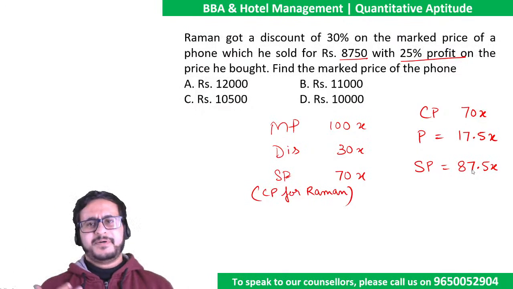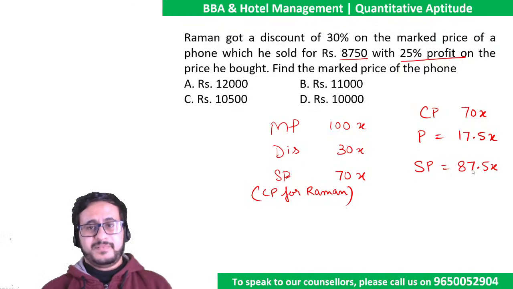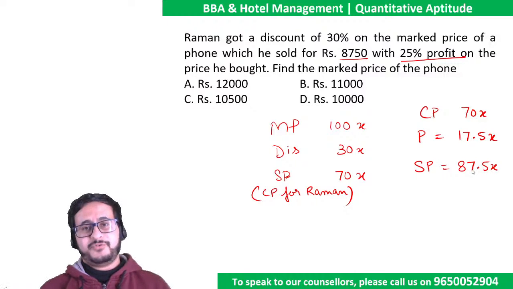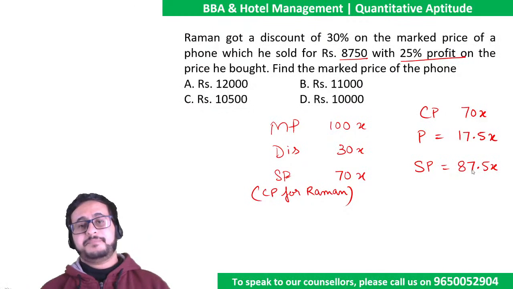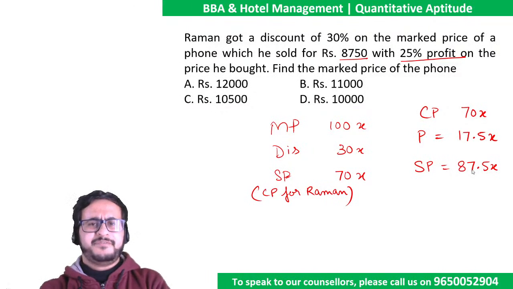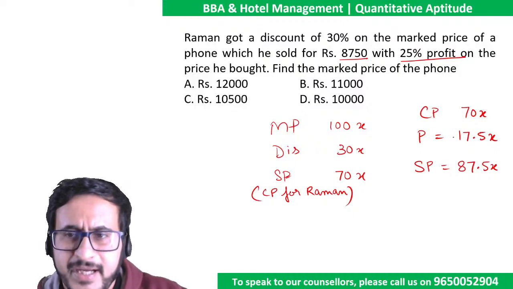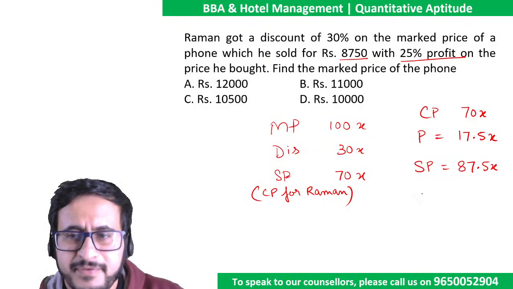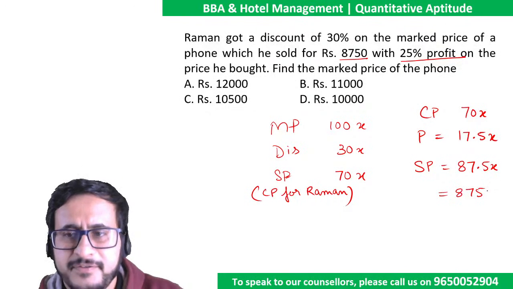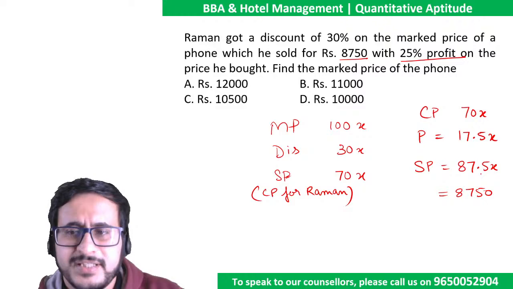So he purchases at 70% price and then he sells at 25% profit. So you do not add, right? Don't say that 70 plus 25 is 95. No. In percentages, remember you always have to multiply. So if you have to find 25% profit, you will multiply by 125 and divide by 100. Or you find 25% and then add. So if I add this, I get 87.5x, which is given to me as 8,750.